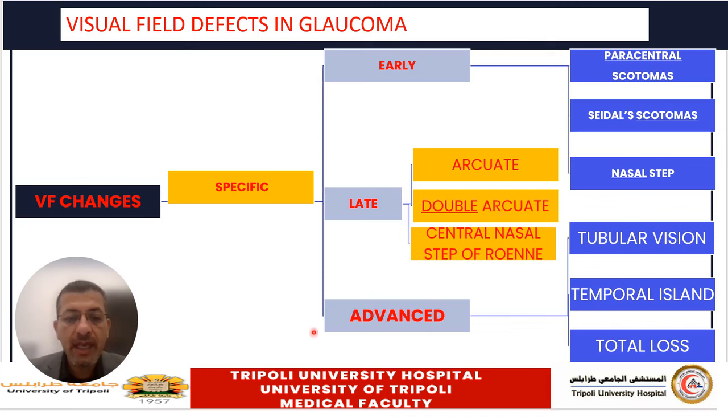So Roenne's step is a scotoma in the central field due to fusion of the upper arcuate and lower arcuate scotomas. Then finally, in the advanced stages of glaucoma, you will find a tubular visual field, or a temporal island of vision, and then total blindness. So these are the different types of visual field defects that occur in glaucoma.